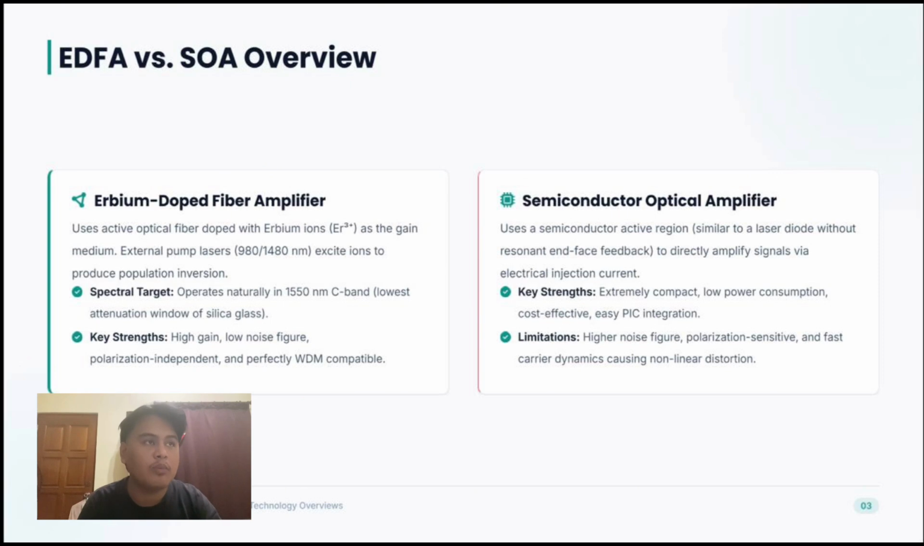Next, the semiconductor optical amplifier uses a semiconductor active region similar to a laser diode, without resonance and phase feedback. Its key strengths are that it is extremely compact, with low power consumption, cost effective and easy PIC integration. For the limitations, it has a higher noise figure, is polarization sensitive, and has fast carrier dynamics causing non-linear distortions.